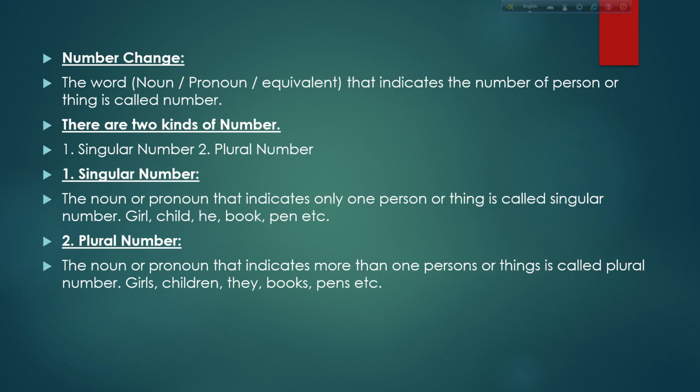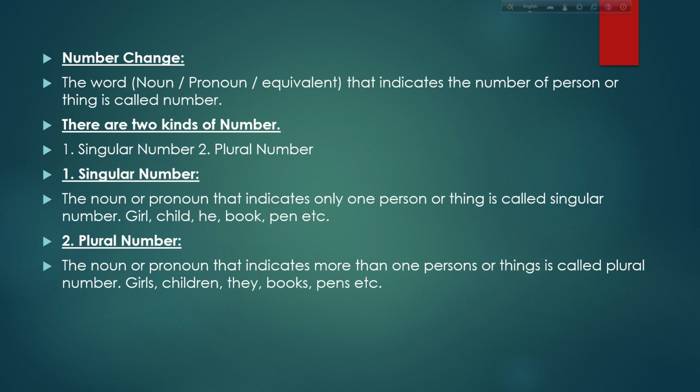So, number change. What is number? The word noun, pronoun or equivalent, that is the similar word instead of noun or pronoun, that indicates the number of person or thing is called number. There are two kinds of number, singular number and plural number.